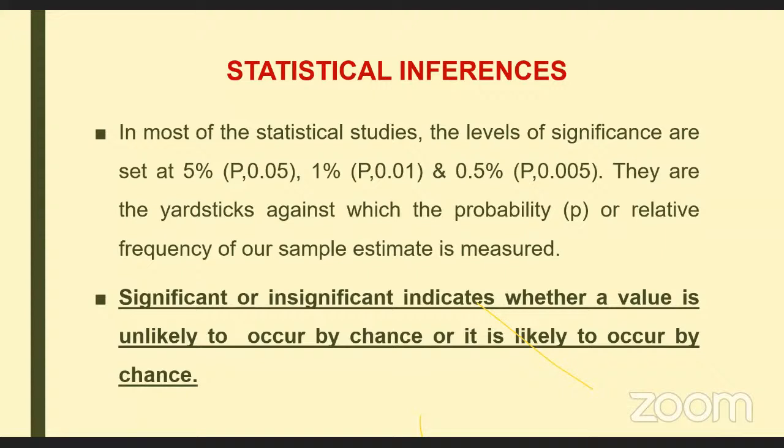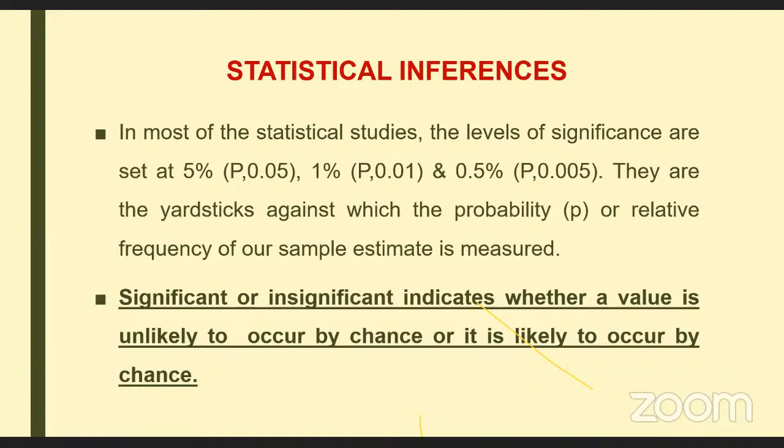What does 5% level of significance mean? Out of 100 attempts, in 5% of cases it can occur by chance, but in 95% of cases it is a real variability. It cannot occur by chance. So when you say significant or insignificant at 5% level of significance, or we say p is greater than 0.05 or p less than 0.05, that means it can occur by chance or it cannot occur by chance. So we just try to find out whether the change can occur by chance or not, whether it's a biological variability or a real variability.